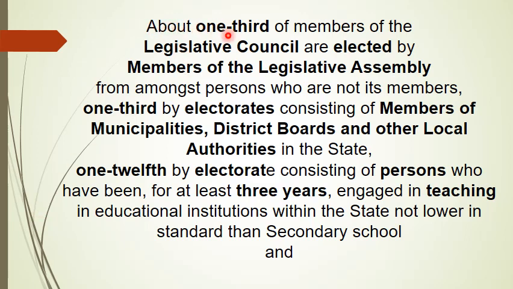About one-third of members of the Legislative Council are elected by members of the Legislative Assembly from amongst persons who are not its members. One-third by electorates consisting of members of municipalities, district boards and other local authorities in the state. 1/12 by electorate consisting of persons who have been for at least 3 years engaged in teaching in educational institutions within the state, not lower in standard than secondary school.